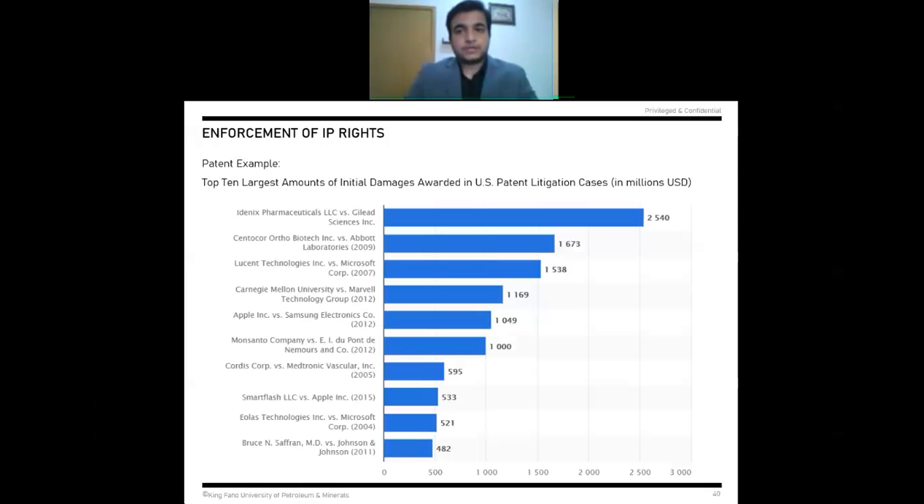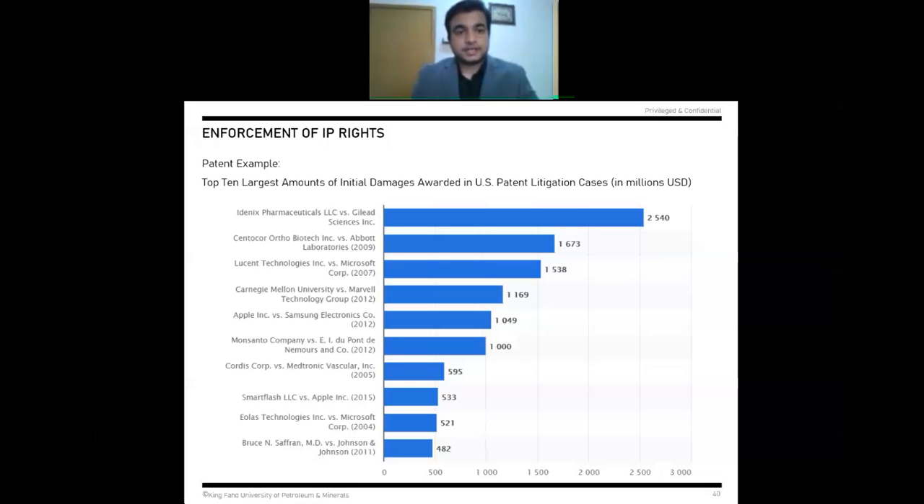Before we look into individual court cases, let's see what happens in enforcement of IP. For example, if you get a patent, it is not guaranteed that no one will challenge the patent and you will have it for the life of the patent. For example, the first litigation case was between Idenix Pharmaceuticals and Gilead Sciences. In this case, the initial damage awarded by the court in the US was 2.5 billion US dollars, which is quite a lot of money.